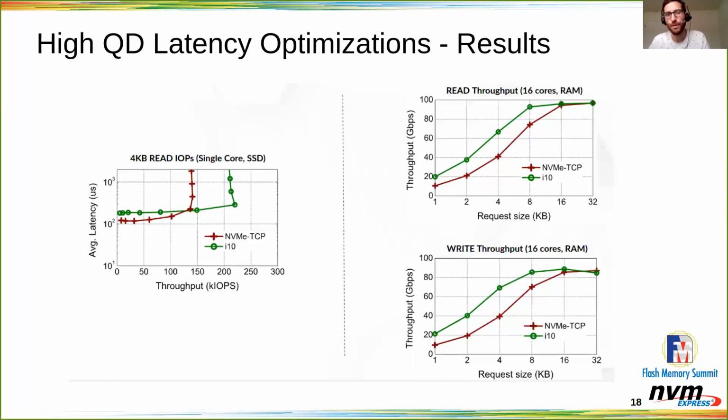On the right-hand side, we can see the throughput. We have 16 cores against a RAM device, and we see that overall the throughput at all request sizes, until it almost saturates the NIC, is improved with i10. That should suggest to us that batching and batch processing is helpful, specifically when we talk about a stream-based application, which NVMe TCP actually is.